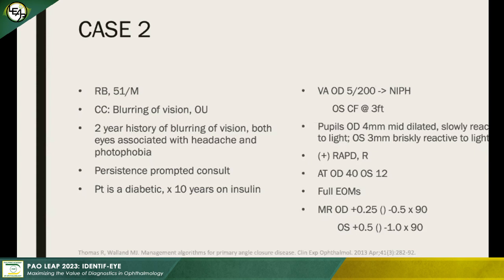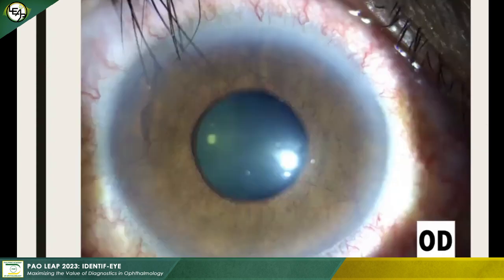So the pupil on the right eye is mid-dilated, just slowly reactive, with the left being briskly reactive, and there's RAPD of the right eye. Pressure is very high on the right, normal on the left, and the patient is only mildly hyperopic.